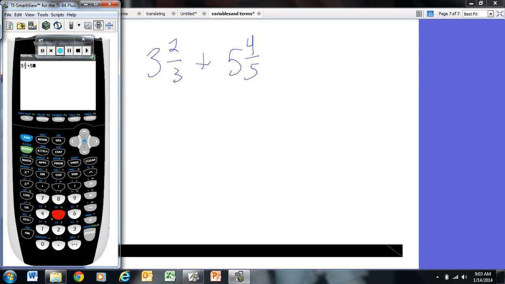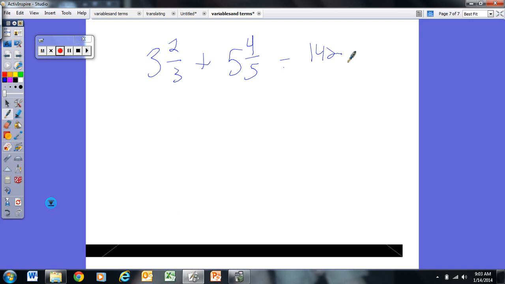Now I'll do 5, and then I'll do alpha y equals numerator denominator. Oops. I'm going to arrow to the left again and again to get a 5 right there. Arrow up to my numerator and put a 4. Arrow down to my denominator, put a 5. Arrow over, and that will give me the answer. And that's in lowest terms.